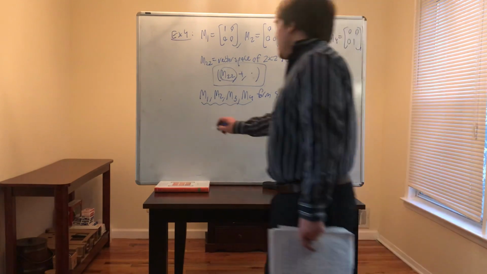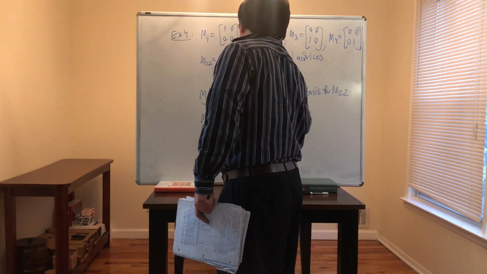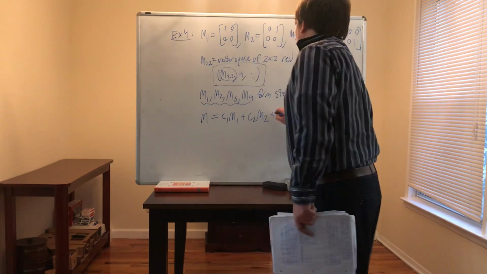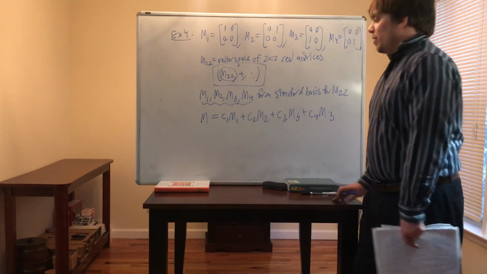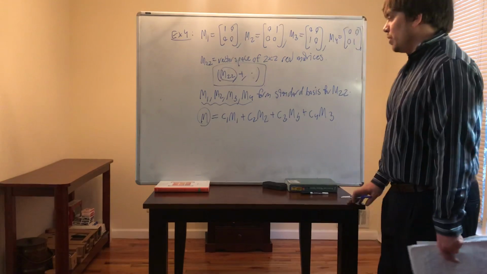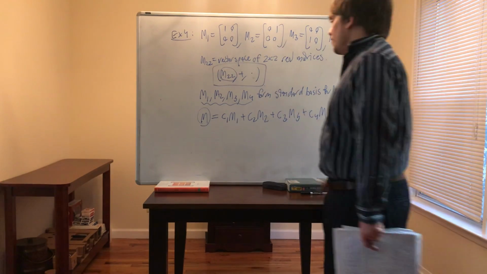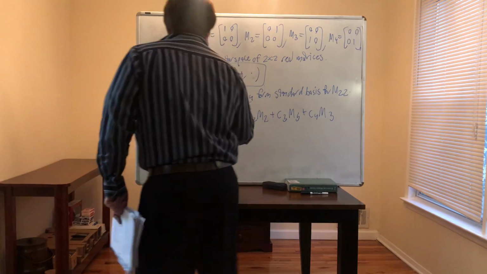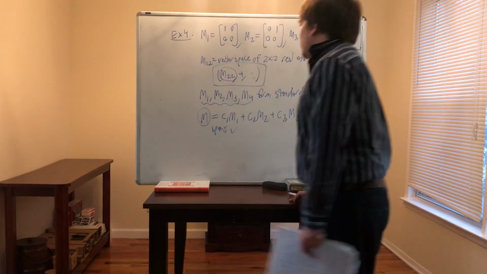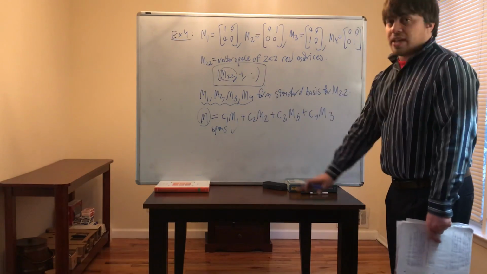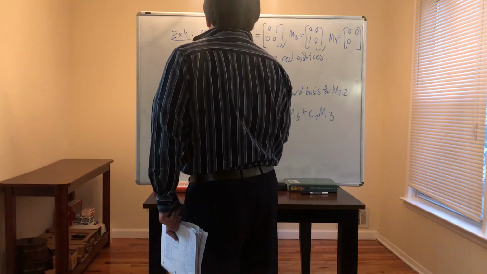And so these 4 vectors are linearly independent and they span all of M sub 2,2. Okay? If you take any vector M in M sub 2,2, you can think of it as a linear combination of M1, M2, M3, and M4. So any vector M in M sub 2,2 can be written as a linear combination of those 4 matrices, and so that means that you have spanning.